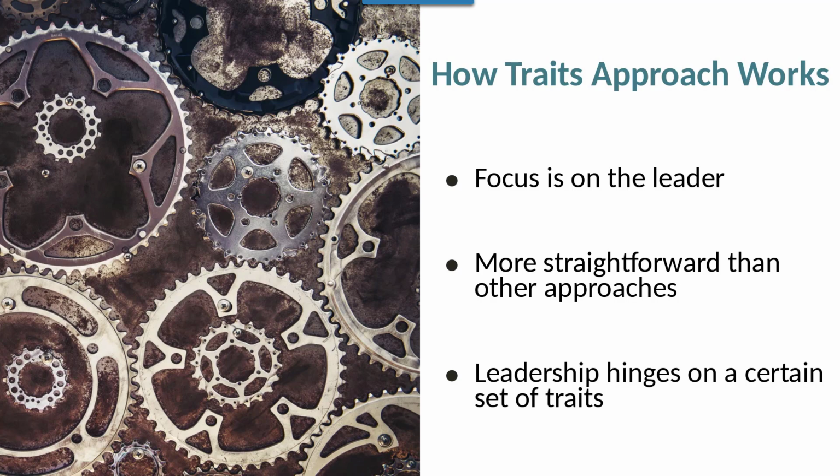So how does the trait approach work? The trait approach is very different from other approaches because it focuses exclusively on the leader, not the followers or the situation. The leader focus makes the approach more straightforward than other approaches. It emphasizes that effective leadership hinges on a leader having a certain set of traits. The trait approach suggests that organizations will be more effective if the managers or leaders fit a trait profile.